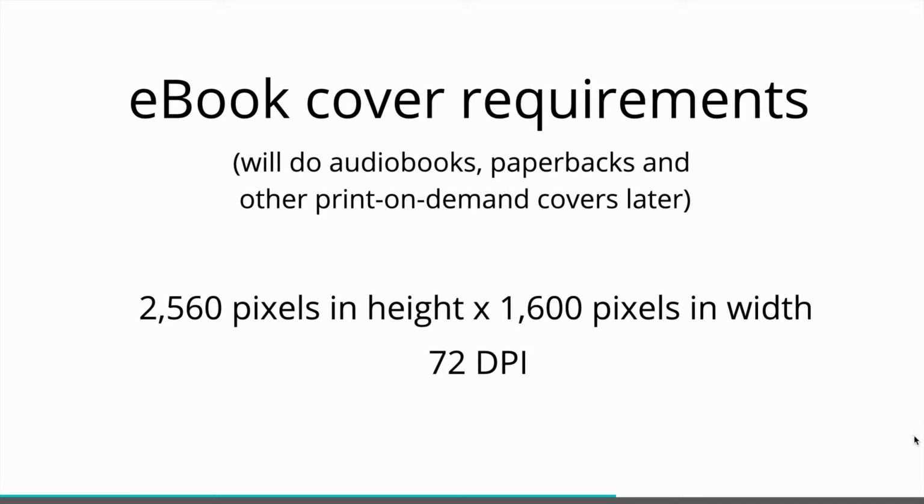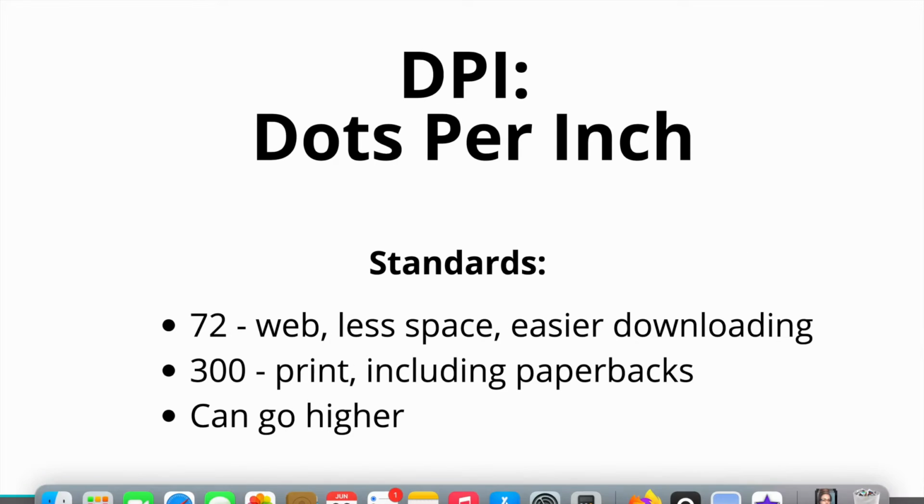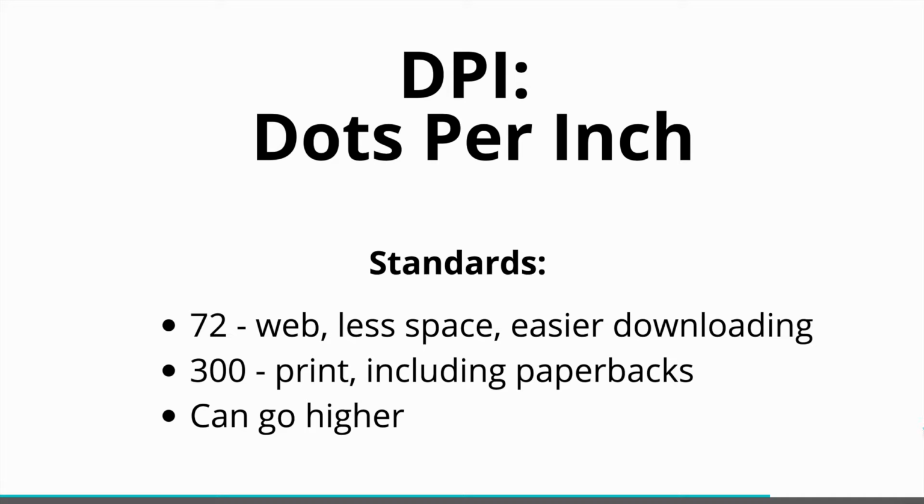Per the Amazon website, 2560 pixels in height, 1600 pixels in width, 72 DPI. Dots per inch, because this might come up again, especially if you end up putting images inside your book, that's a different issue. I'll put a link below to Amazon's images inside your ebook requirements. I tend to avoid those inside mine.